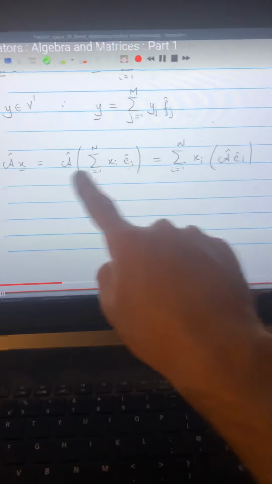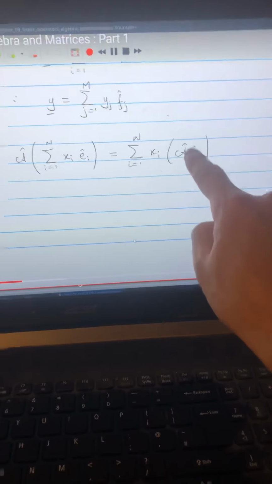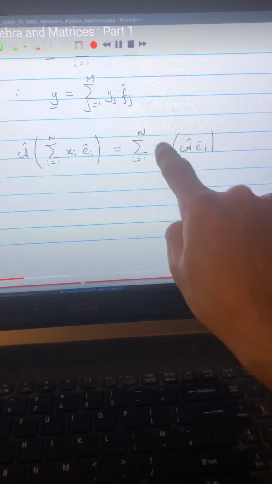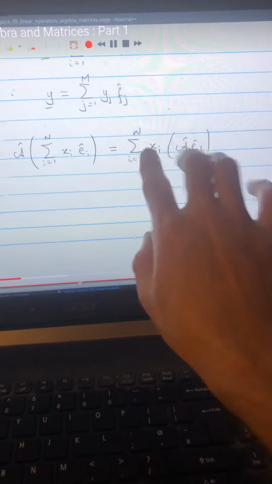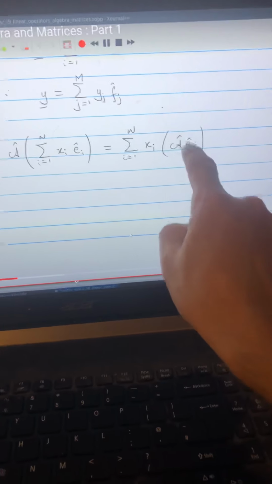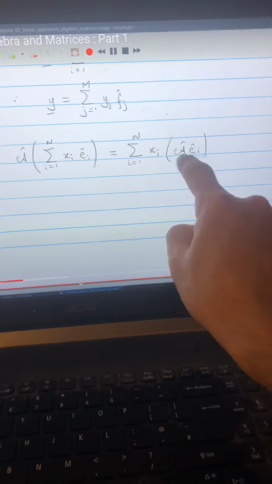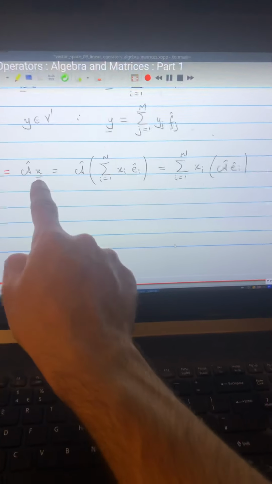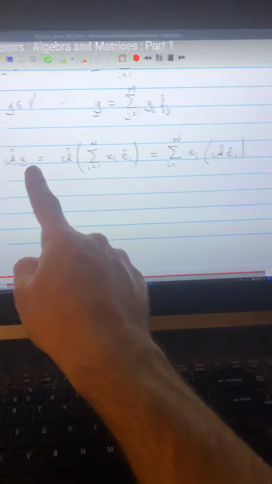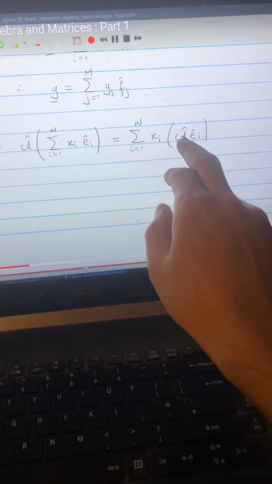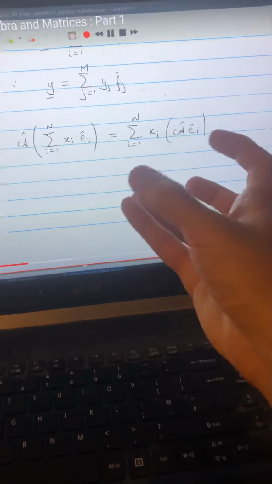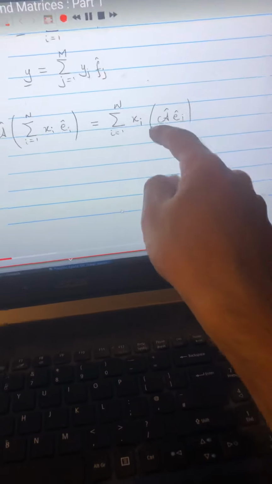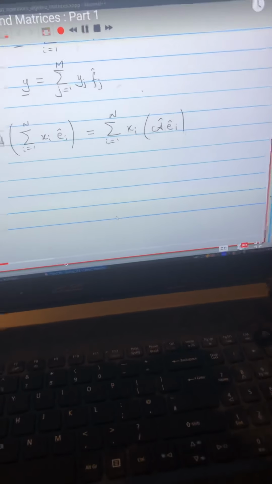But now, let's say in general, you have a vector x, and the operator acts on it. Since it's linear, you can put it in the sum, and it will just act on E. So any vector that you act on will just be equal to the coefficients of that vector. And the real thing that the operator changes is not the coefficients, it changes the base vectors.